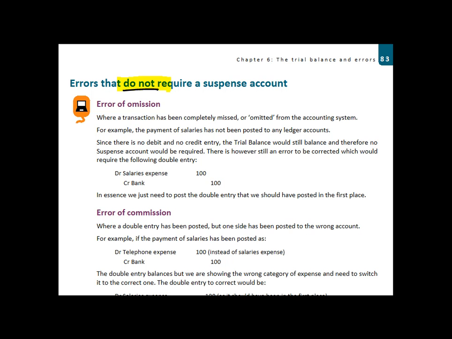Well, these are errors where the original double entry does balance. So we have posted a balancing debit and credit. They're just wrong in some way, but they do at least balance. Now, if they do still balance, then the trial balance would still balance, so there wouldn't be a suspense account required. Now, there's actually 4 major types of error that you need to be aware of, and it's worth learning the names of these errors.